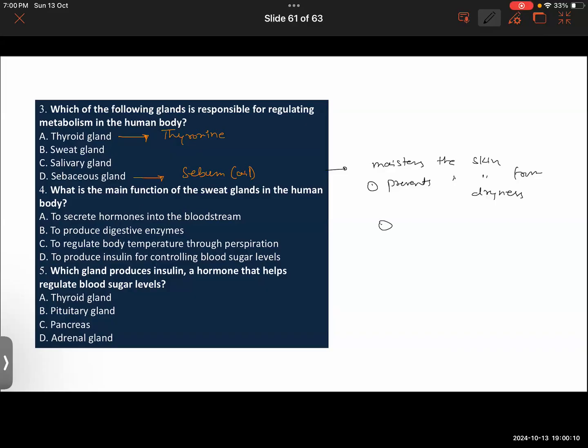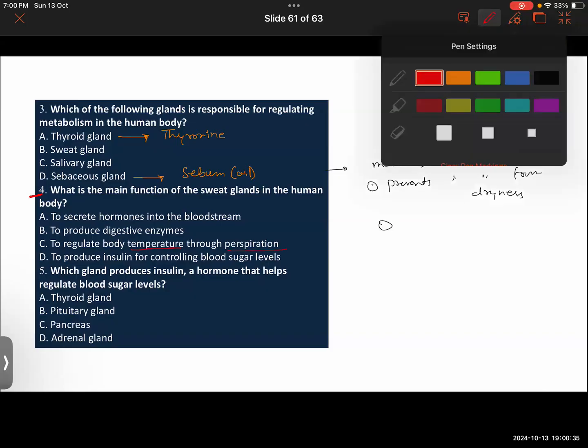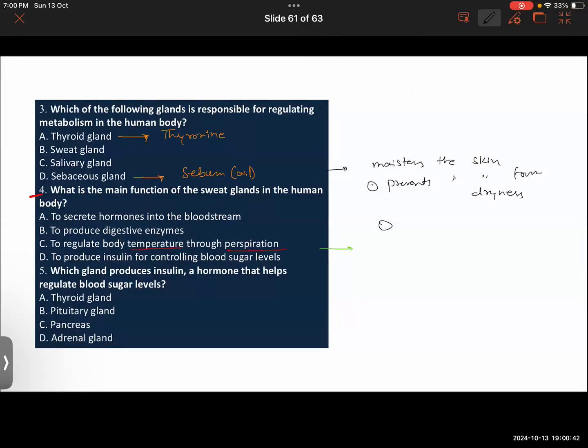To some degree. Okay. What is the main function of the sweat gland in the human body? Option C. Everyone same? Good. So it is to regulate the body temperature, and that it does through perspiration. Where in the body is the sweat gland absent, and where is the sebaceous gland absent? The sebaceous or the oil gland, both are the same thing. In which part of the body are these absent? Any clue about this?